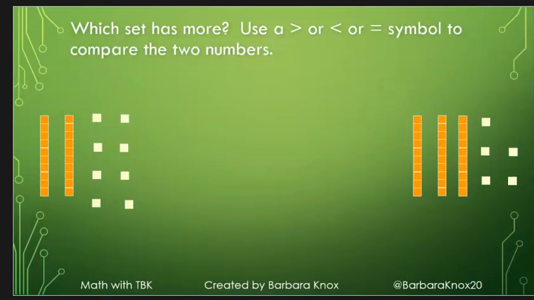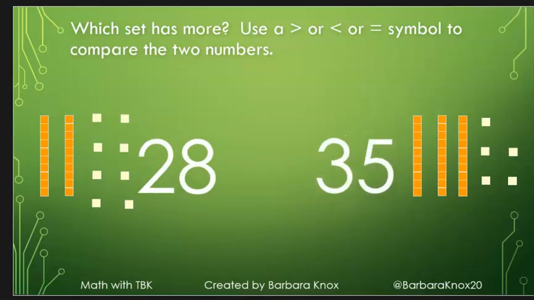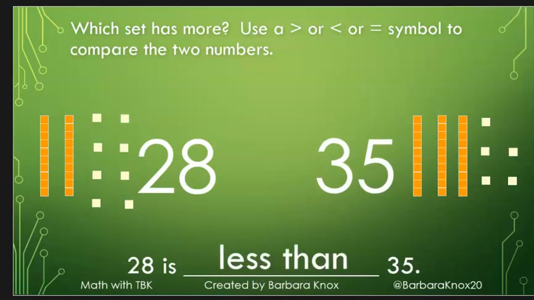Pause the video now to compare the 2 values on the screen. Write an inequality using the correct symbol. The value on the left is 28, and the value of the blocks on the right is 35. Since 28 is less than 35, I make the 1 dot by the lesser number 28 and 2 dots by the greater number 35. Then I connect the dots from top to bottom, and I can now read this inequality as 28 is less than 35.